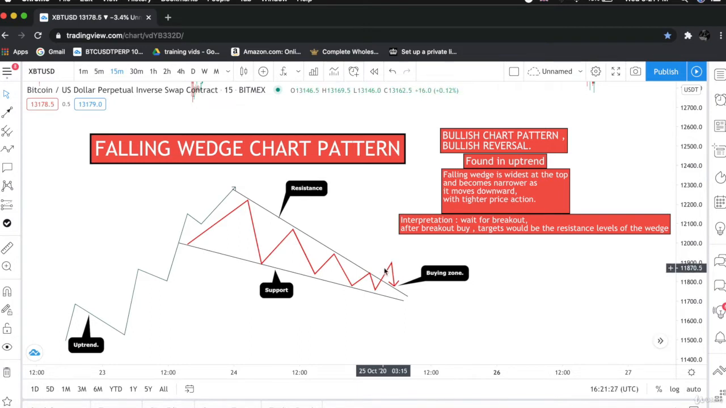This would be our buying zone. After the falling wedge is broken, this would be our buying zone. We should always wait for confirmation. Upon breaking the breakout, we will buy. This will be our buying zone.